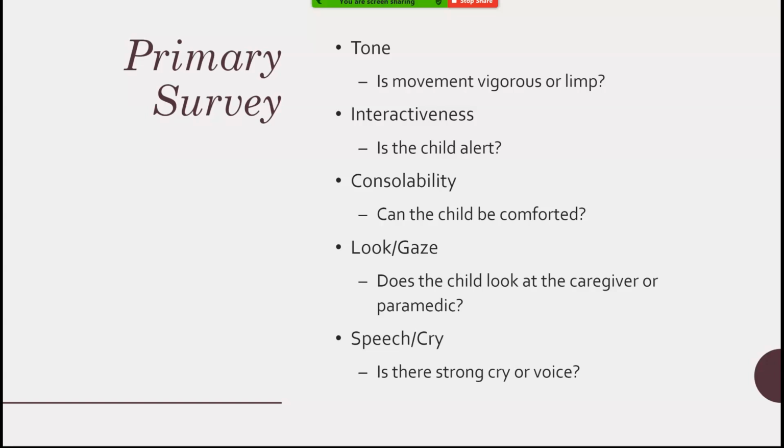Speech and/or crying, right? That's important. Does the baby have a good cry? And again, this is going to be dependent on the baby. There are some babies who are just super mellow, right? And this is a good question for a parent: is this their normal cry?